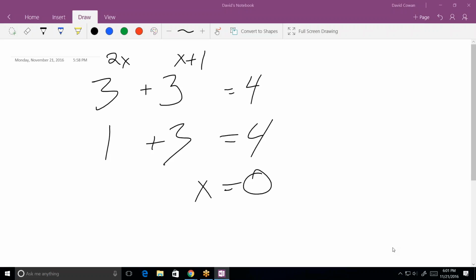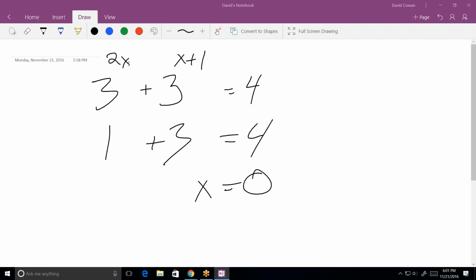Always try that when you have a problem like this, where you cannot see a logical way to do it. Start by trying x equals 0. If that doesn't work, try x equals 1. Okay? And there's a couple of things here.